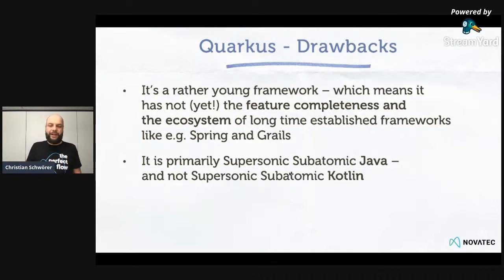And to be completely honest with you, it's primarily supersonic, subatomic Java. It works with Kotlin. Yeah, of course it works with Kotlin. You've seen that. But if you look at the documentation, most of the documentation is written in Java examples. You find lots of Java examples and not Kotlin examples. And sometimes it's a little bit tedious if you take the Java example, transform it to your Kotlin code, and it's not working. And you start to wonder, did I transform the Java code wrong to Kotlin, or is there a problem with Quarkus? So yeah, a lot of the documentation and other examples are still Java-based.